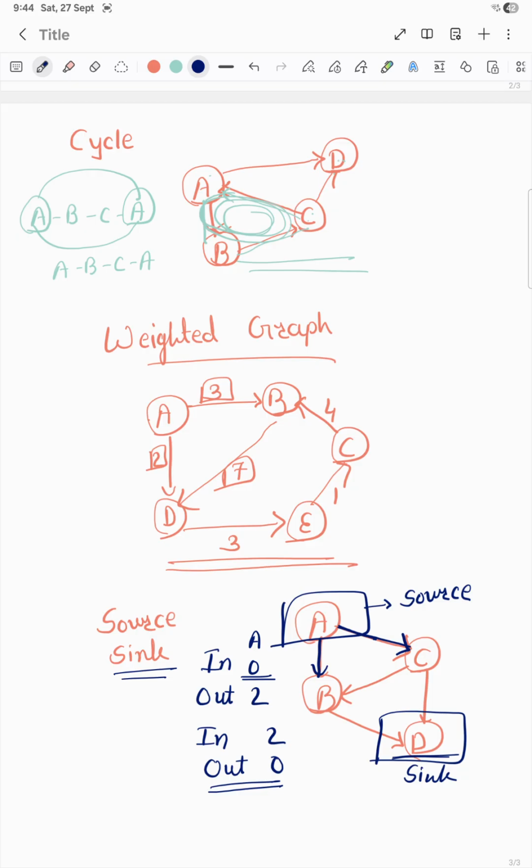So I hope you understood the basic concept of graph, that is what is a graph, what is a directed and undirected graph, what is a weighted graph, what is sink, source, what is a cycle, and all those things, right? In the next video lecture we'll understand the representations, and even the algorithms, the traversal of the graph. So I hope you understood it. Thank you for watching this video.